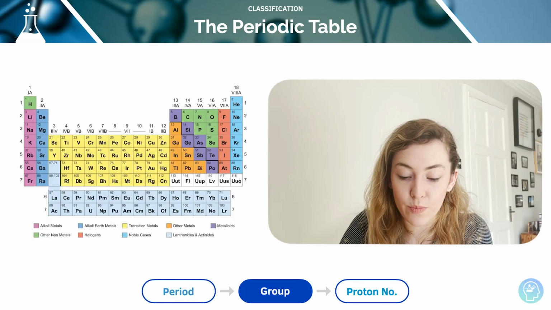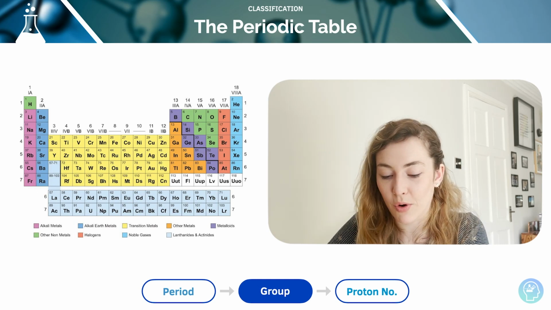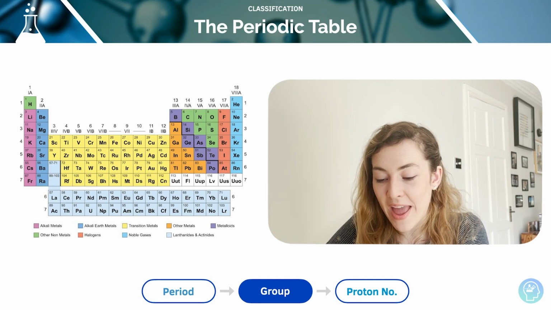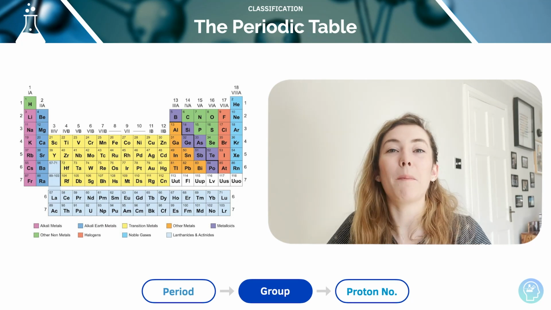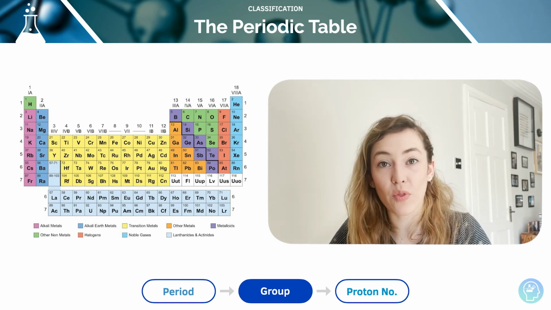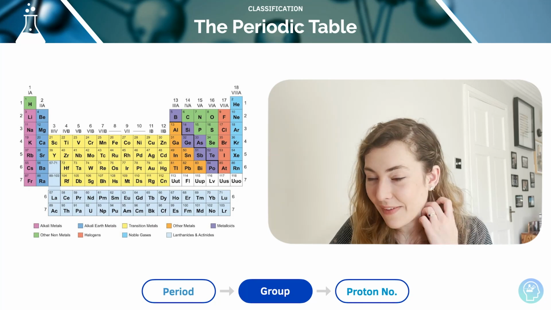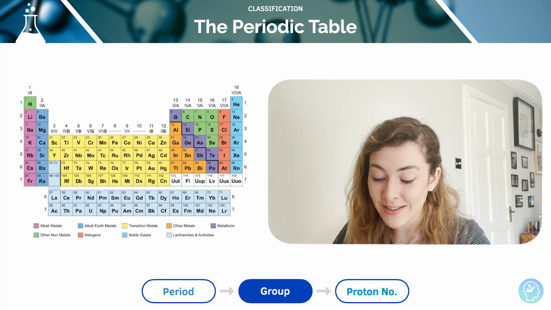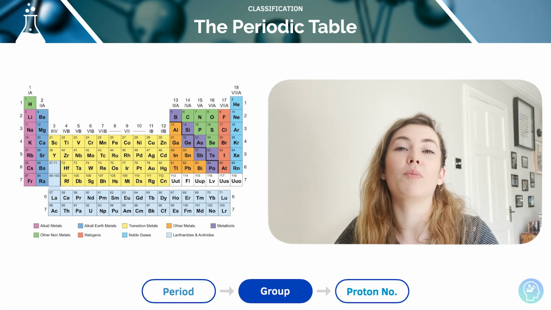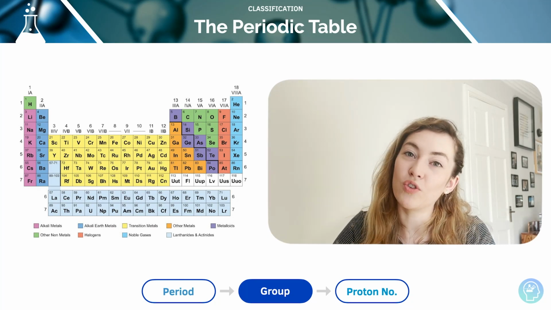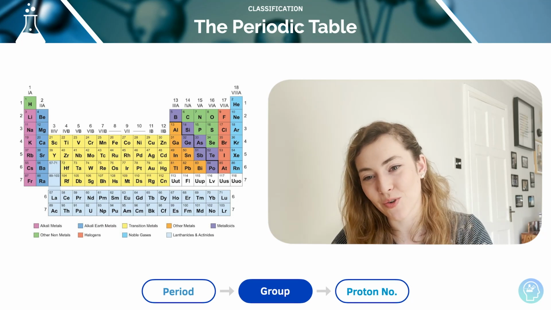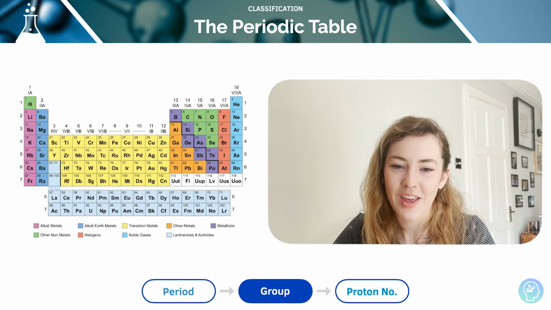Then we have our groups. So these are the vertical columns, group 1, group 2, and I'm sure you've come across these before. The elements in the same group have the same number of outer electrons, and therefore they've got similar chemical properties. And that's where you get asked to identify lots and lots of patterns. So the number of the group that element is found in tells you the number of the outermost electrons. So group 1's got 1 electron, group 2's got 2 electrons, group 3's got 3 electrons, etc.